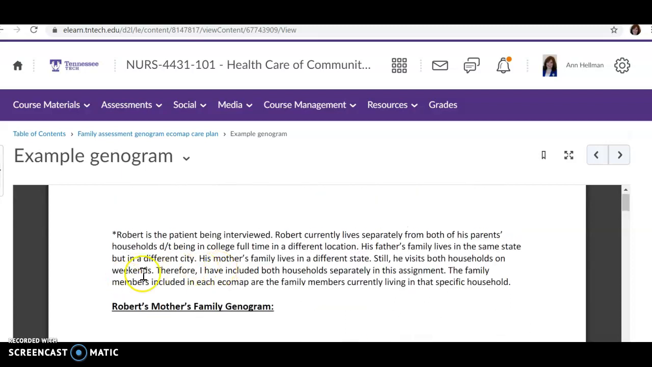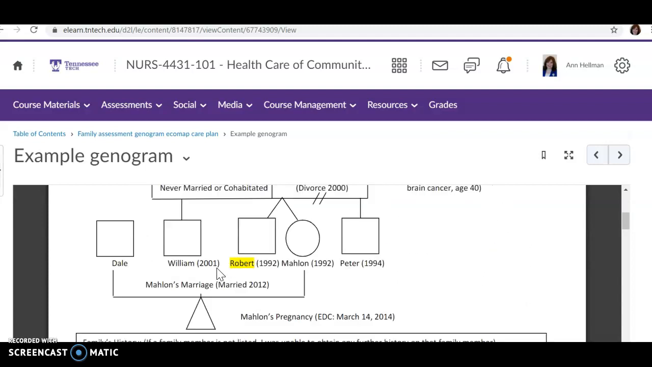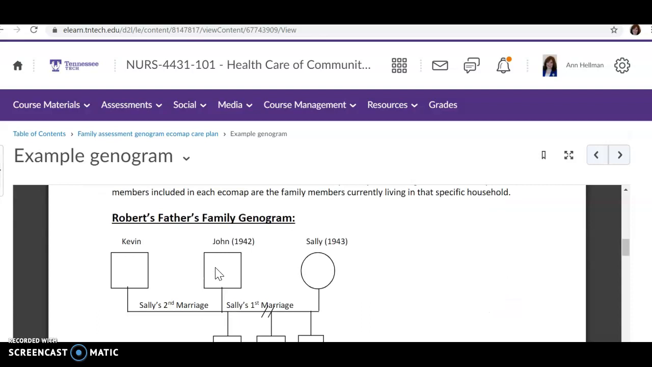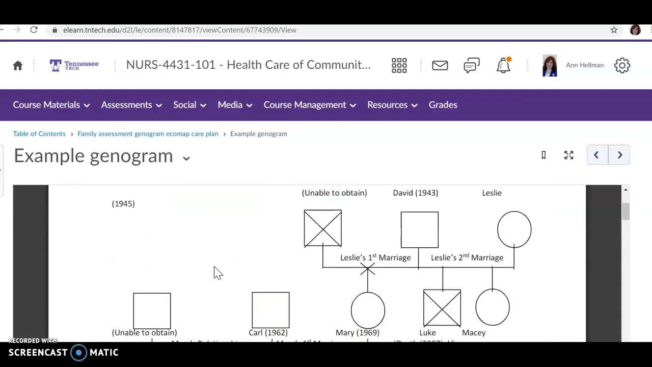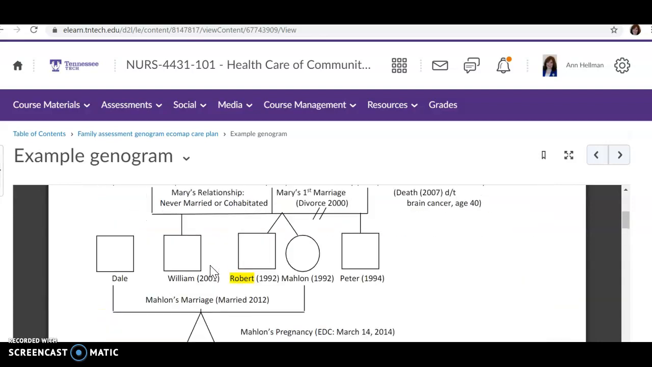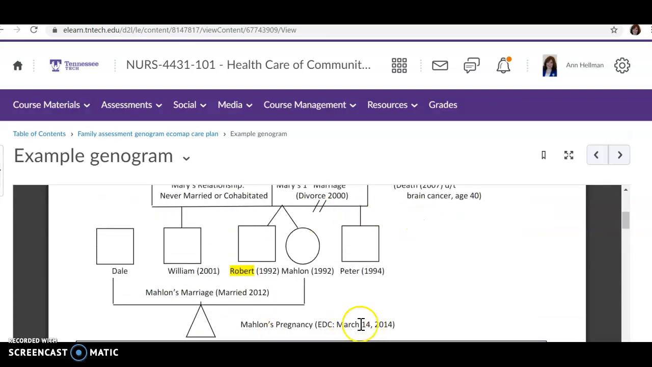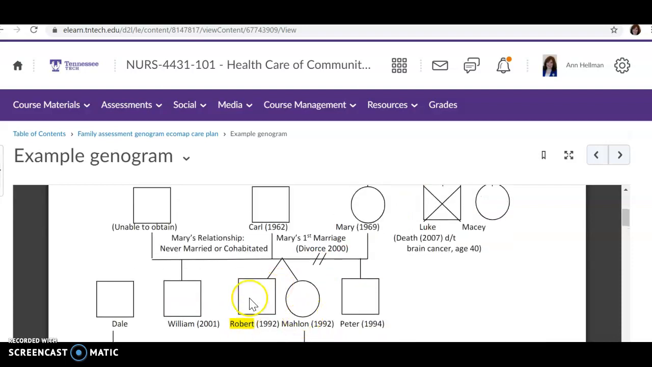Now, you're going to see on this that, as I said, she's practically doubled the work, and really she didn't need to do that, but because his parents were divorced, she did one on his mother and then one on his father, and really all she needed to do was put all of this together on one page. Because this is Robert. He was a twin.